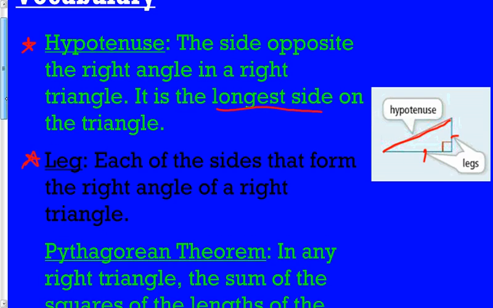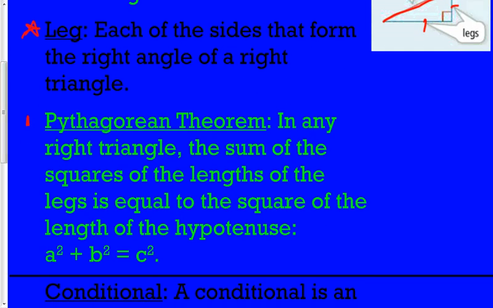All right, the Pythagorean theorem. This is what it says. We'll review this in a second. But in any right triangle, the sum of the squares of the lengths of the legs is equal to the square of the length of the hypotenuse. In other words, a squared plus b squared equals c squared, when a and b are the legs and c is the hypotenuse. So that's what we're going to be working with a lot today.